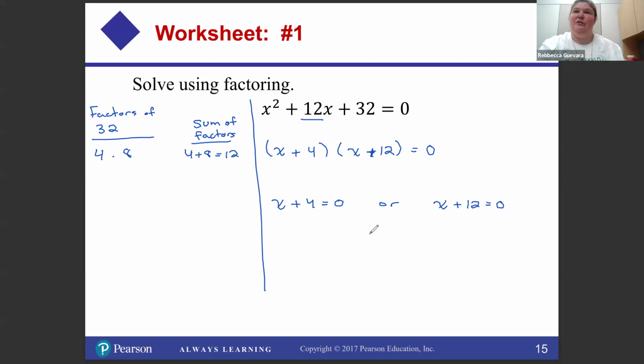Oh, sorry, the Zoom is just not great today. And then if we solve for x, we get x is equal to -4, or x is equal to -8. So your solutions would be x such that x is either -8 or -4.